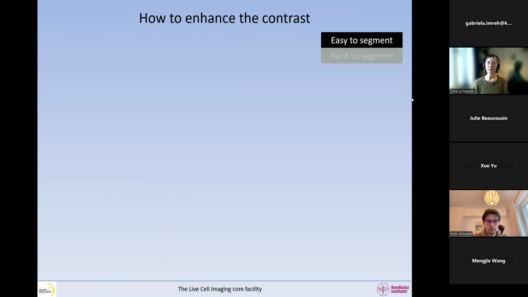Oops. So you can see in here that something with a high contrast is going to be much easier to segment, and something with a low contrast will be harder to segment, so harder to analyze. Okay, so how can we enhance the contrast in this case? You know that when you use transmitted light, we can enhance the contrast with DIC, differential interference contrast, or phase contrast, for example. And these are two optical techniques to enhance the contrast in transmitted light images.